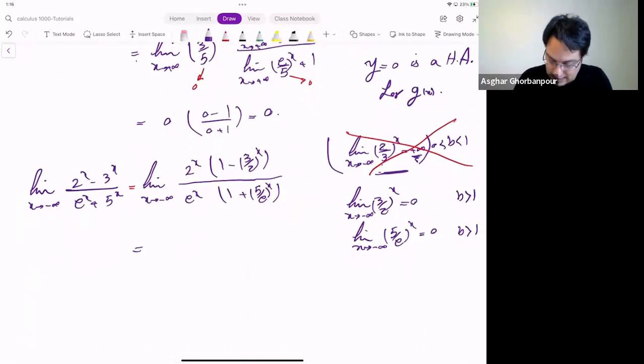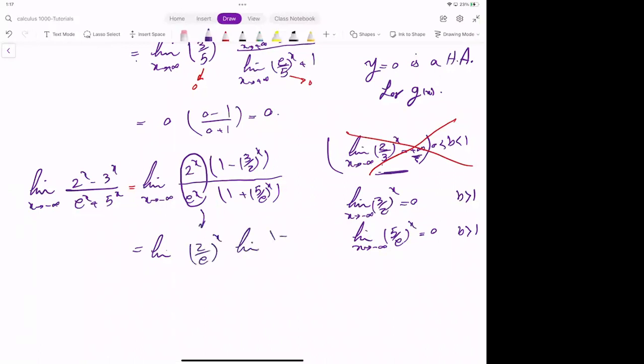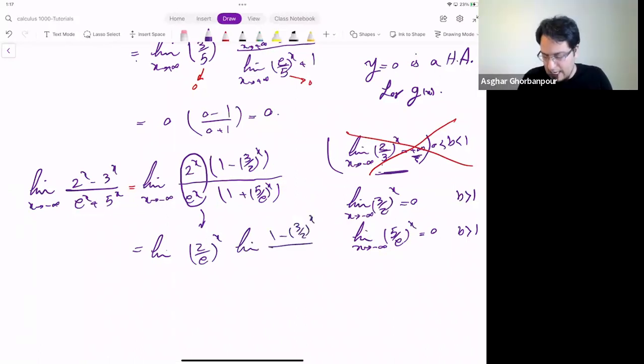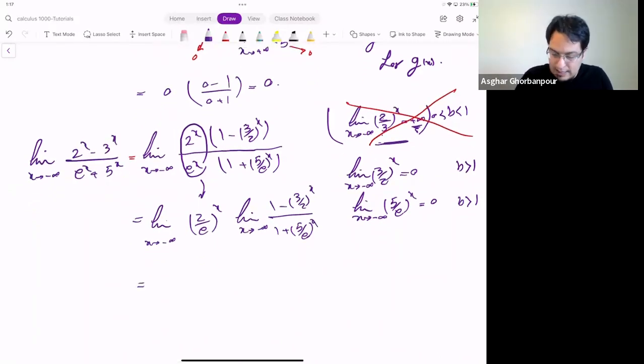And in this case, I can write this one as well as (2/e)^x. And I have (2/e)^x, the limit of 1 minus (3/2)^x, and 1 plus (5/e)^x as x goes to minus infinity. Now, I know that this guy is going to be 0, this guy is going to be 0. So this part is a number, nice. I can apply limit laws there.